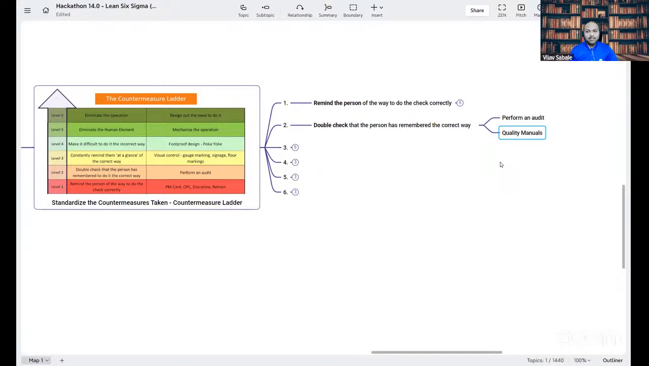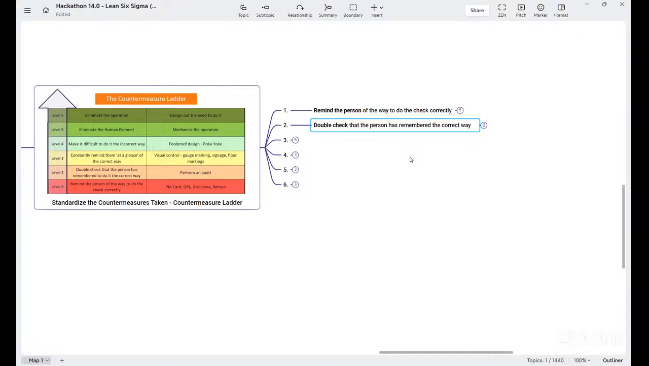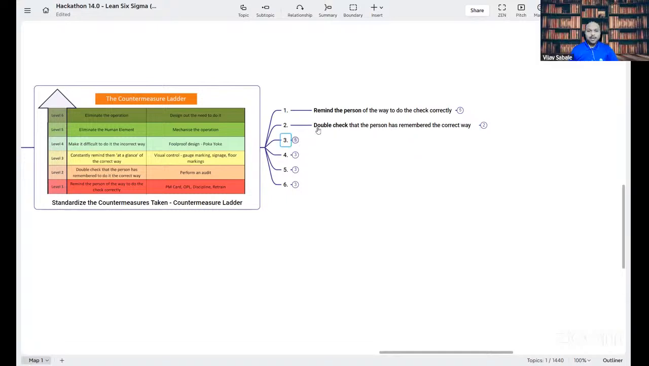So though this is better than the level 1, still it is a weak countermeasure. That means even if you have this level of countermeasure, the problem is going to repeat. But as I said, level 1 and level 2 countermeasures are the temporary countermeasures that you can initiate till the time we have a very strong countermeasure in place. Is it clear about the level 2? Yes, sir. Great.